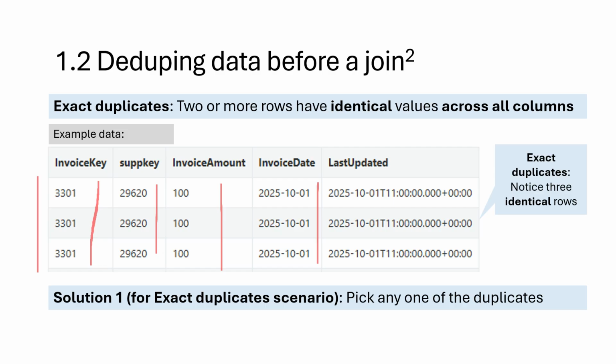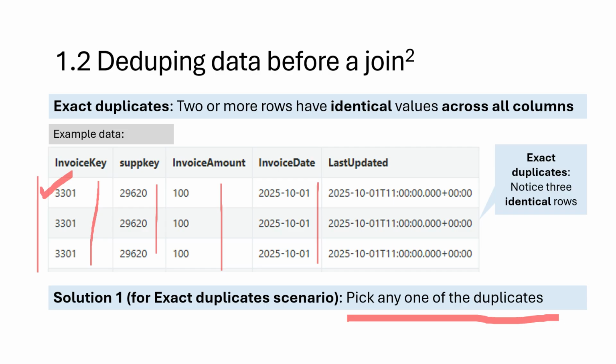Then what is the solution for exact duplicates? The solution is very simple. Simply pick any one of the duplicates. For example, here, out of those three rows, simply pick one of those three rows as a solution for deduping these exact duplicates. It is that simple.